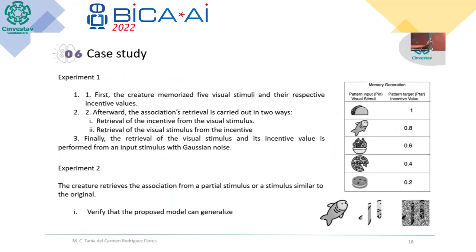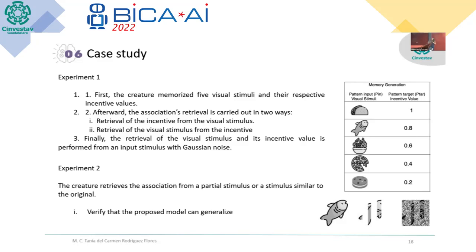Later, we validate our proposal in a case study. The case study is divided into experiments. The first experiment consists in memorizing five visual stimuli and their respective incentive values. Afterward, the association's retrieval is carried out in two ways. First, retrieval of the incentive value from the visual stimuli, and retrieval of the visual stimuli from the incentive value.